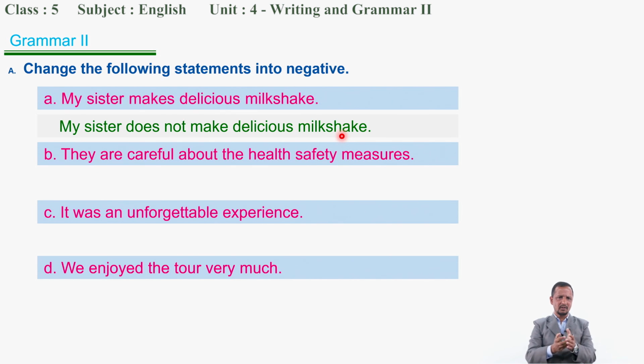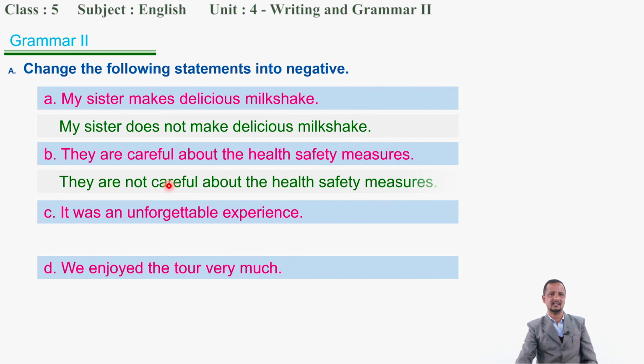Very good. Now, sentence B is a little bit clear. There is what? Are. We already discussed. Are then, are not. Is it, or is not? No, are not. Very good. Here is the answer: They are not careful about the health safety measures.